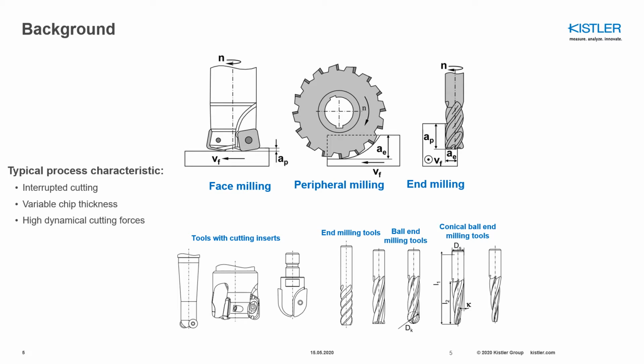The milling operation is an interrupted process. The chip thickness varies from the start of the engagement until the end of the engagement. The cutting forces are highly dynamic, so it places a high demand on the machine stiffness and damping properties, which we'll talk more about later on.